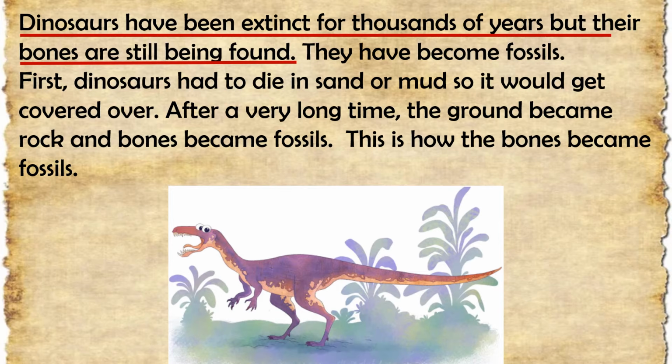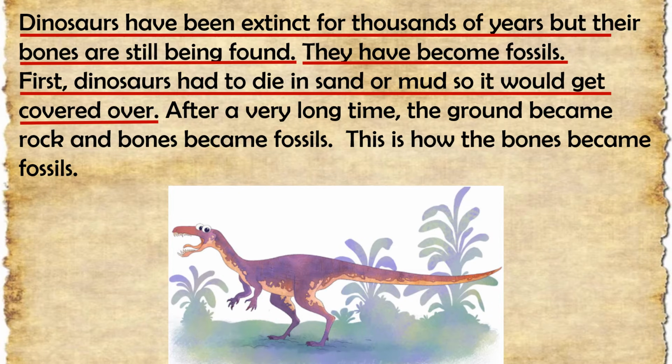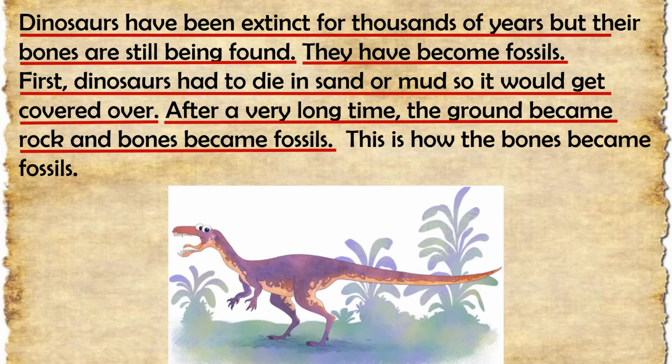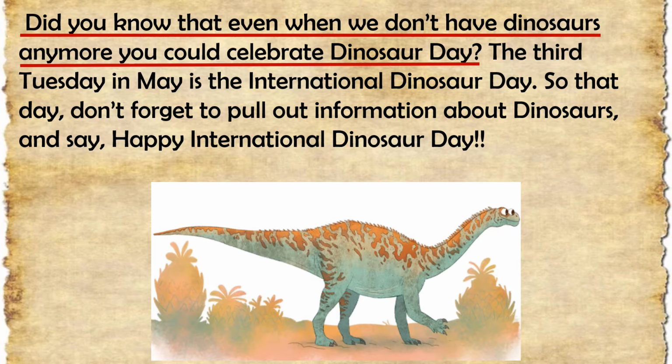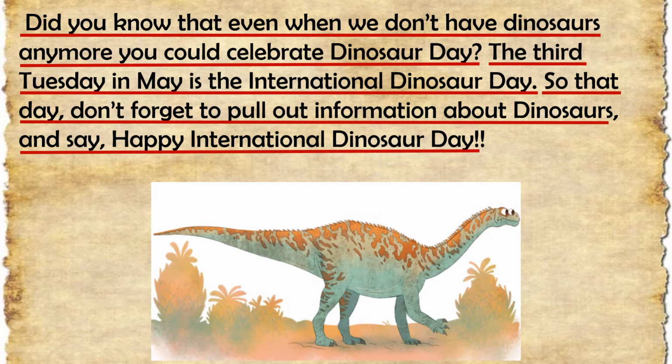Dinosaurs have been extinct for thousands of years, but their bones are still being found. How have they become fossils? First, dinosaurs had to die in sand or mud, so it would get covered over. After a very long time, the ground became rock and bones became fossils. This is how the bones became fossils. Did you know that even when we don't have dinosaurs anymore, you could celebrate Dinosaur Day? The third Tuesday in May is the International Dinosaur Day. So that day, don't forget to pull out information about dinosaurs and say, Happy International Dinosaur Day.